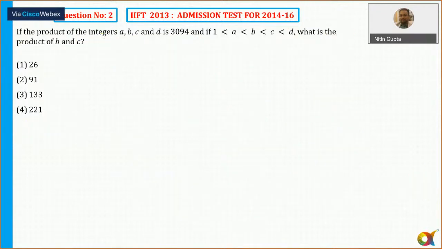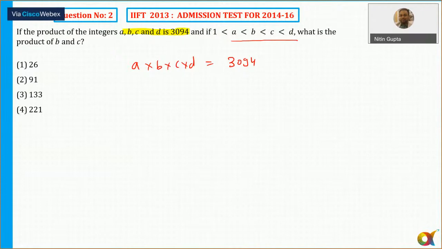Okay. Now, question number 2. It was a very easy one. It says if the product of the integers a, b, c, and d is 3094. So basically it is the product of 4 integers, and it also says all of them are greater than 1 and less than d. So the first thing you should do here is try to factorize. We should always try to factorize. It's quite visible कि ये जो number है 2 का तो 2 is definitely a factor.